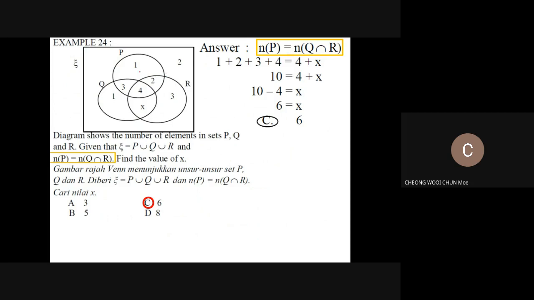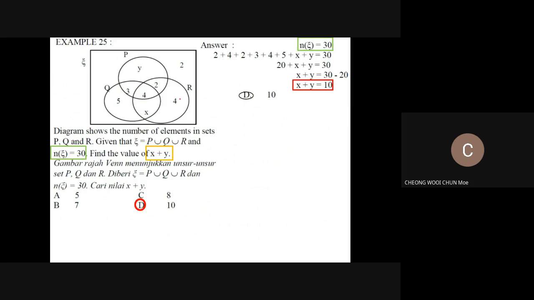P is how many? 1 plus 2 plus 3 plus 4. Then Q intersect R is where Q and R intersect, here: 4 plus X. Then adding up is 10. Then you want to find X. 4 bring over, 10 minus 4, because I want positive X, easier. So it's 6. So X is 6.